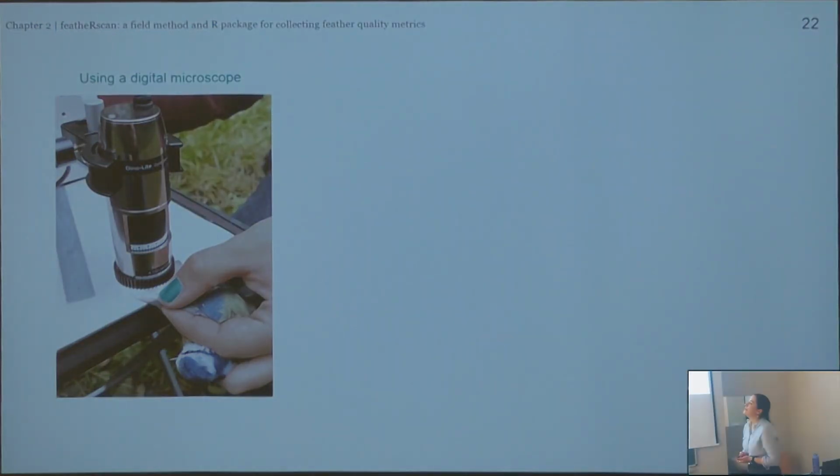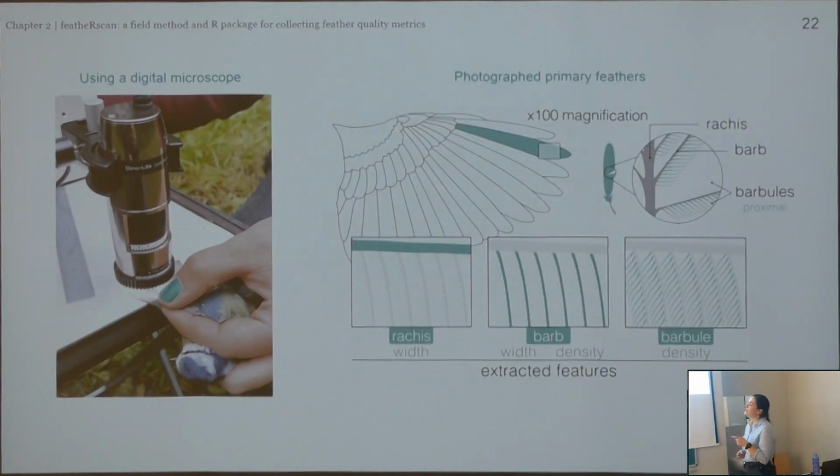So for this, I used a digital microscope that you can bring around in the field and you just plug into a laptop, so very portable. And you can then take images of the bird's feathers in vivo, so no need for plucking. And you can then later analyze these images for commonly used feather quality metrics, such as the width of the rachis, or the width and density of the barbs, or the density of the barbules.